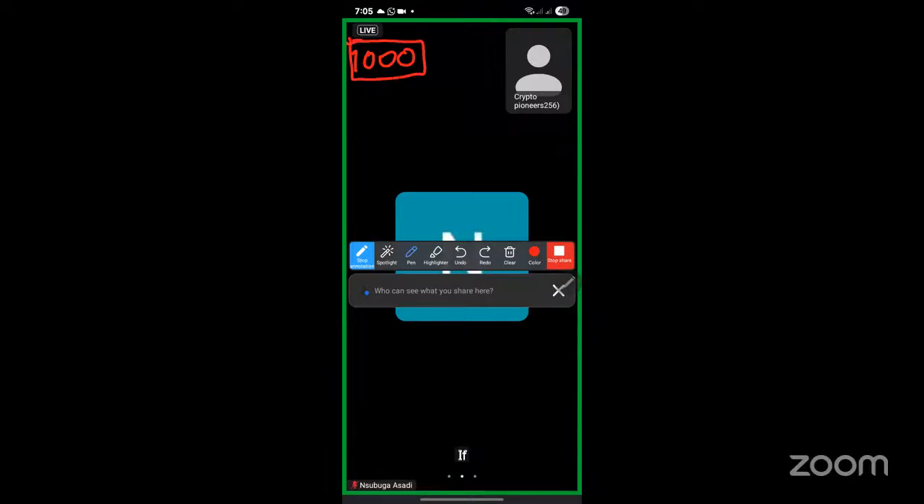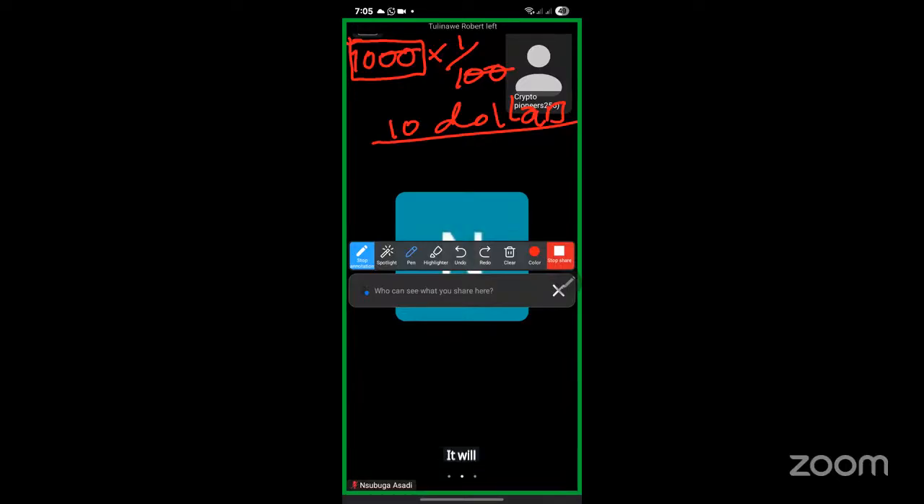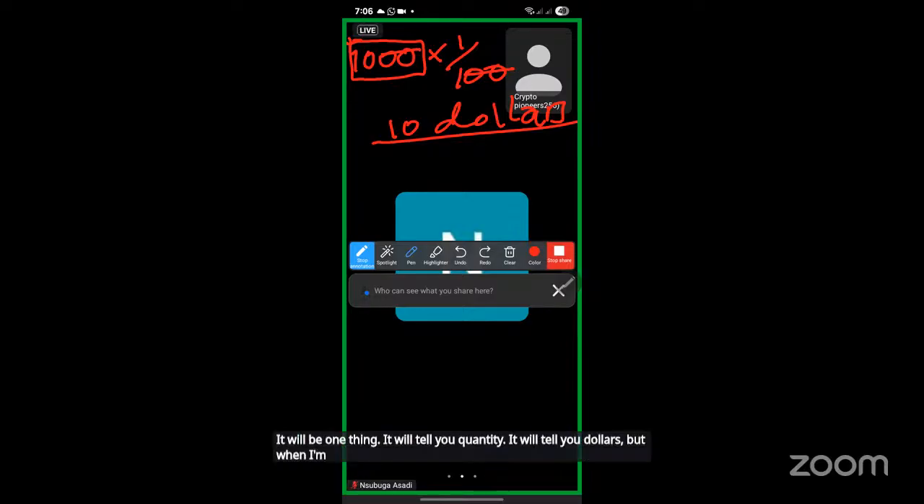If I have $1,000 capital, I'm exposing 1% of this capital into the futures wallet. And this one will be $10. $10 into the futures wallet. If I try to take $10 into the futures wallet, remember, it will be quantity. Into dollars. But when I'm trading in the futures, it will be quantity.